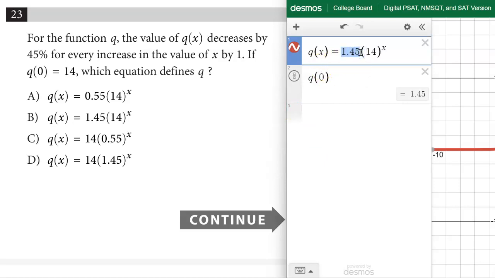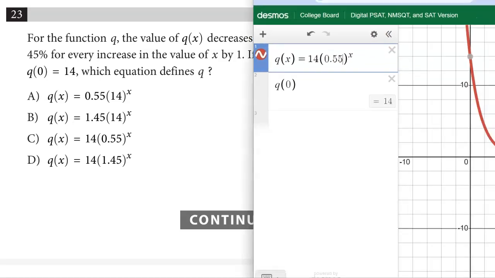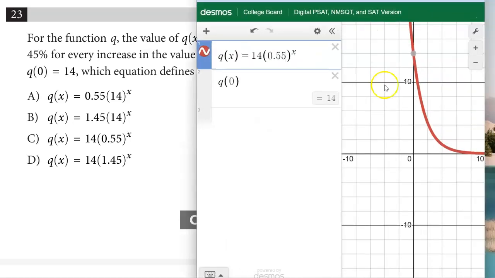So this is answer choice C. We'll have the 14 here, and in the parentheses, 0.55. Now Q of 0 is 14, so that part we know. So the question is, for the function, it decreases 45%. Well, it does decrease. If you can look at this graph, you'll see that it decreases. So let's see if it decreases 45%.